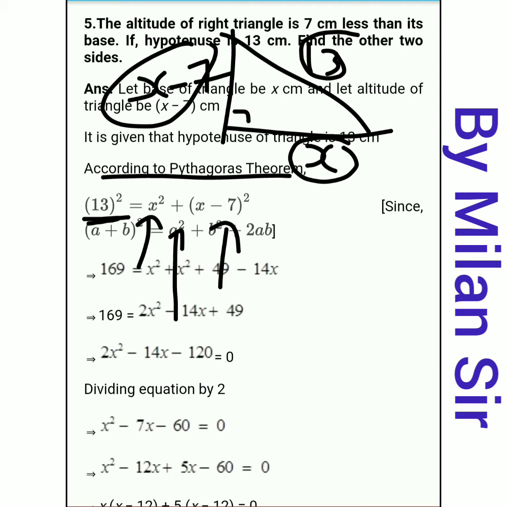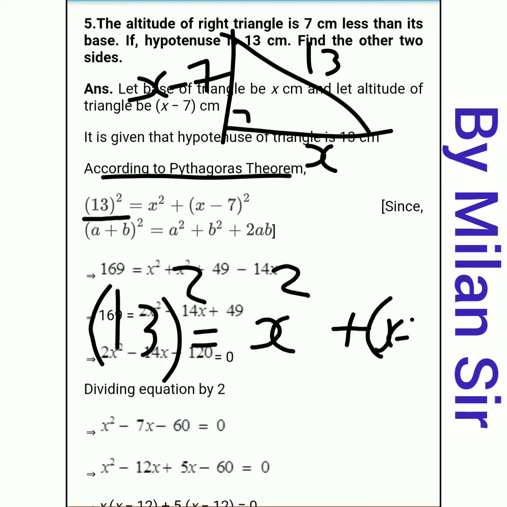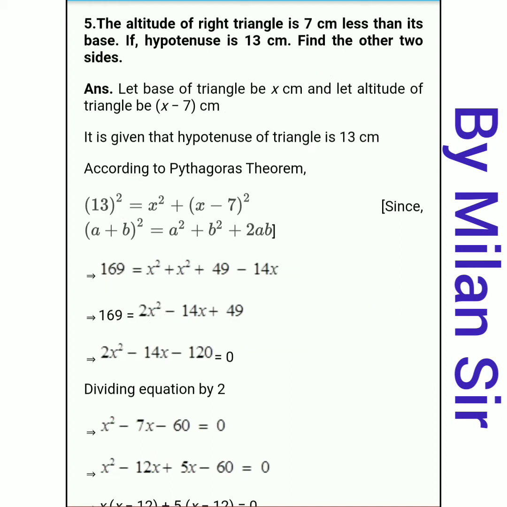Again, the hypotenuse 13 square is equal to the sum of, so we need to use addition, and the squares of the other two sides. One side x square and the other side x minus 7, so x minus 7 all square. So 13 square is equal to x square plus x minus 7 all square. Now we need to simplify this. Square of 13 is 169. x square remains as it is.